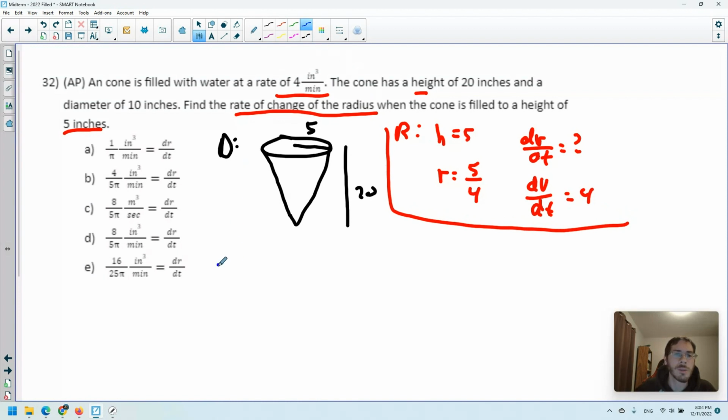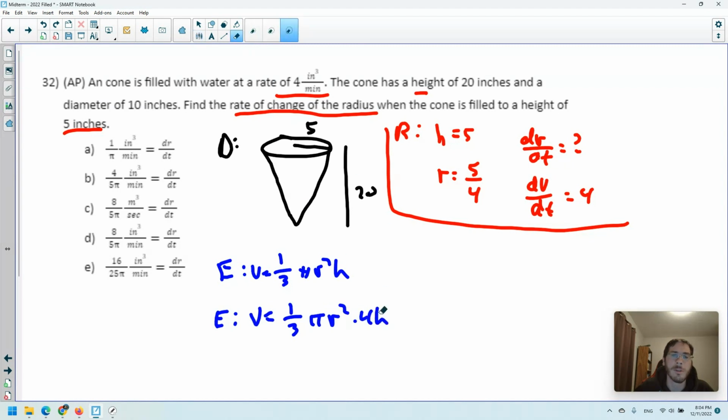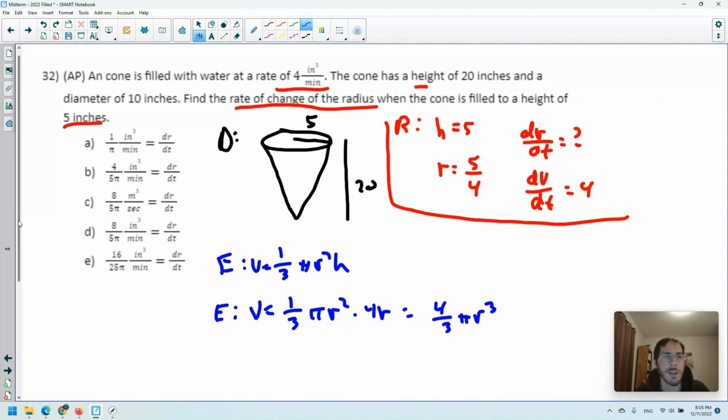And then we have our equation, a pretty standard equation of a cone, V equals 1/3 pi r squared h. Again, since we want dr/dt, we want to get rid of this h. So the height is going to be 4 times as big as the radius. So the volume is 1/3 pi r squared times 4r, so this is going to be 4/3 pi r cubed. Kind of cool, when we make the substitution, we end up with the volume of a sphere. That's kind of nice.